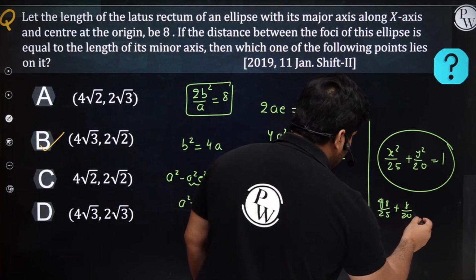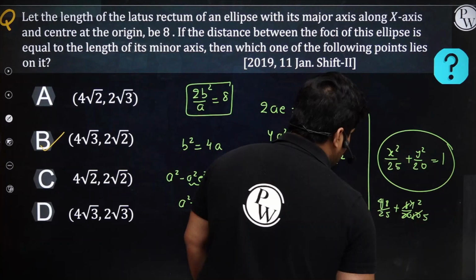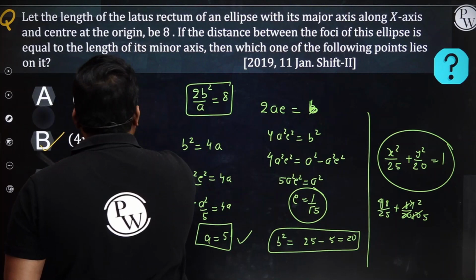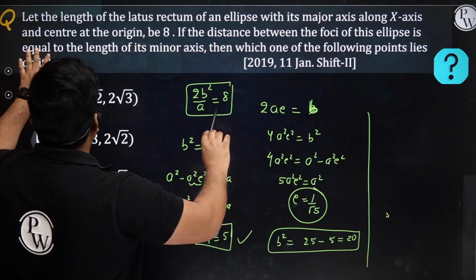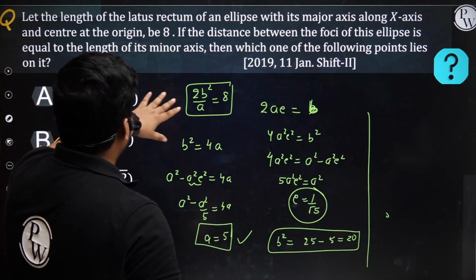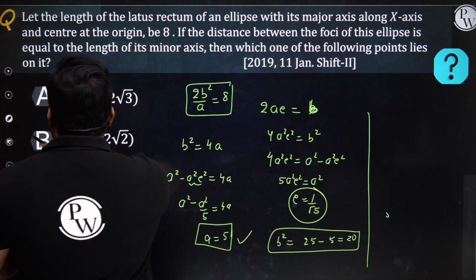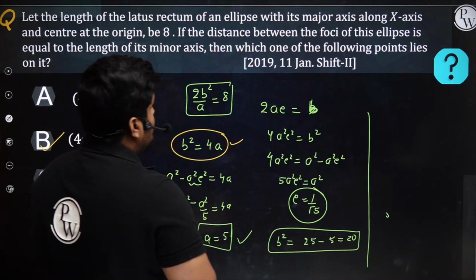I think there is some calculation mistake, guys. Let me check what calculation error there is. The length of the latus rectum along the x-axis, so 2b square is 8. Fine. So b square is 4a. This is correct. b square is equal to 4a. This is correct. The distance between the foci of this ellipse is equal to the length of its minor axis.